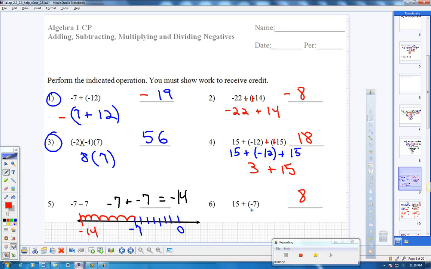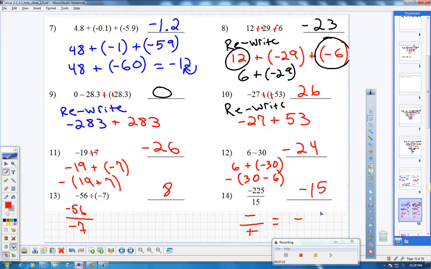I've shown many different ways that you can show the work here, except for on number 6. And on number 6, I think many of you know you could just represent that as 15 minus 7. That is another way to represent it. Looking at 7 through 14, you can check the answers. Feel free to pause it at any time to check the answers.